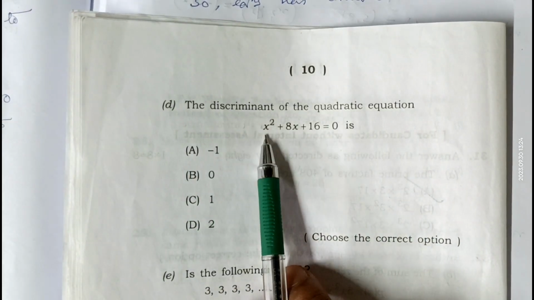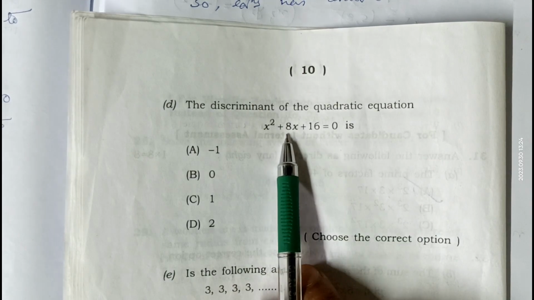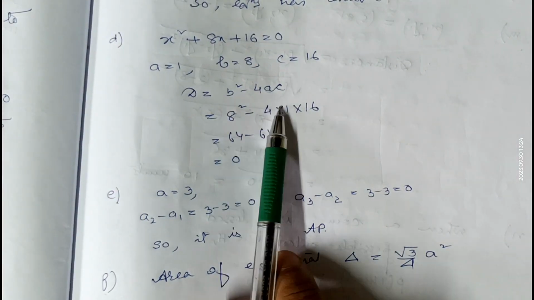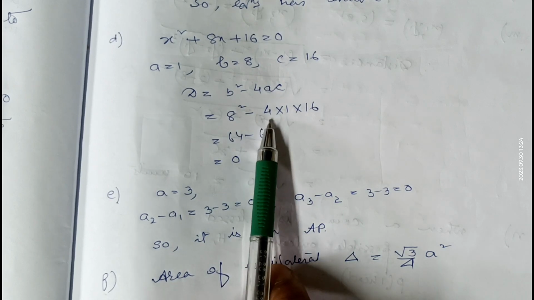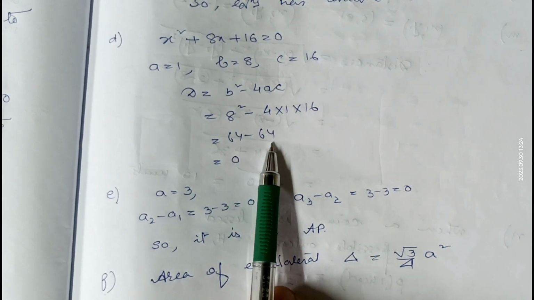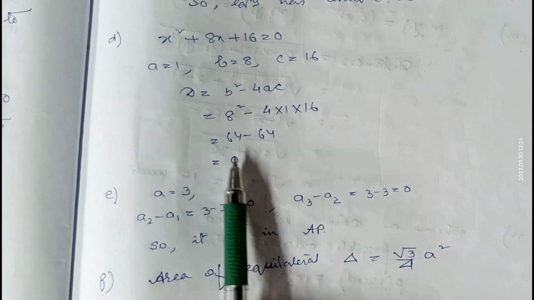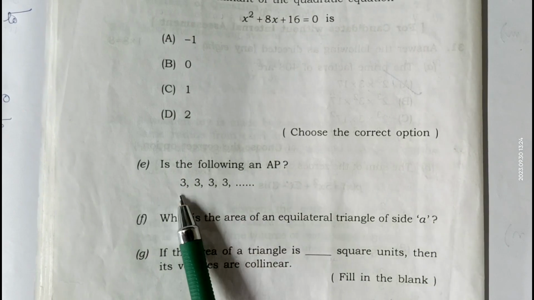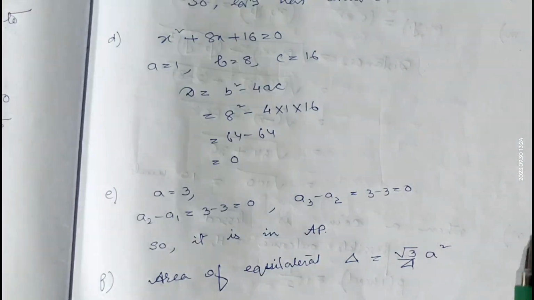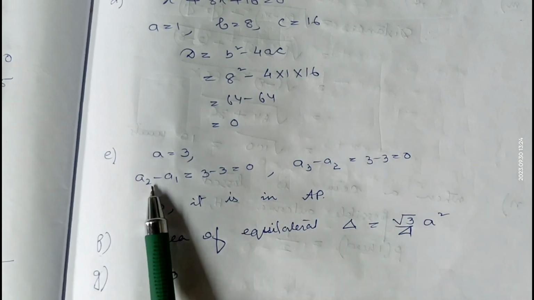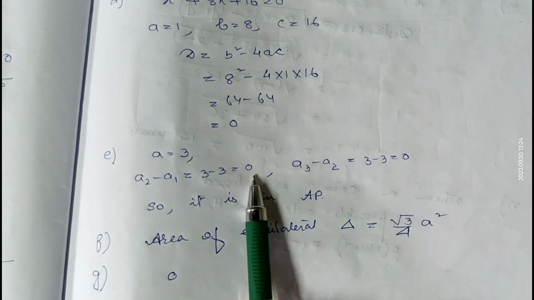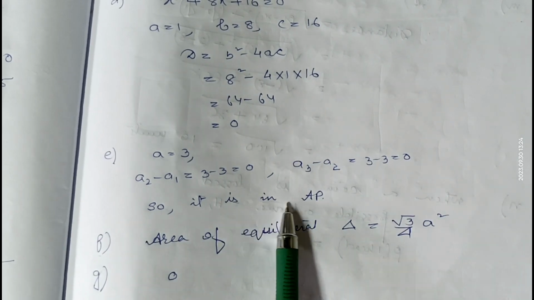Question number D. We have to find the discriminant of the equation x square plus 8x plus 16 equals 0. Here a is 1, b is 8, c is 16. So discriminant formula is b square minus 4ac. So it is 8 square minus 4 into 1 into 16. 64 minus 64, that will give 0. Therefore discriminant is 0. In question number E, it is given, is the following an AP: 3, 3, 3, 3. Since all the terms are the same, second term minus first term, difference is 0. Third term minus second term also 0. Since common difference is same, it is an AP.